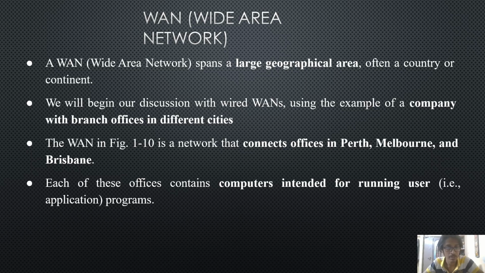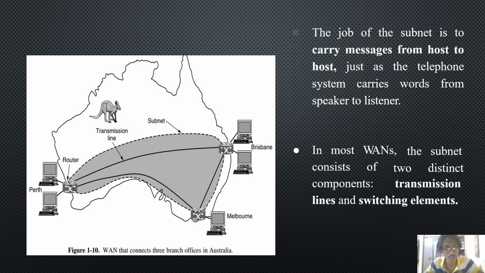We will begin our discussion of WANs with wired WANs, using the example of a company with branch offices in different cities. The WAN in the figure, which we'll see in the next slide, is a network that connects offices in Perth, Melbourne, and Brisbane. Each of these offices contains computers intended for running user, that is application, programs. So this is Australia, you can see, and it has Brisbane, Melbourne, and Perth. The job of the subnet is to carry messages from host to host. So these cities, Brisbane and Melbourne, are the hosts.